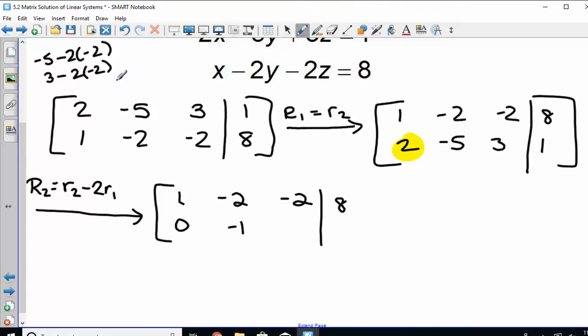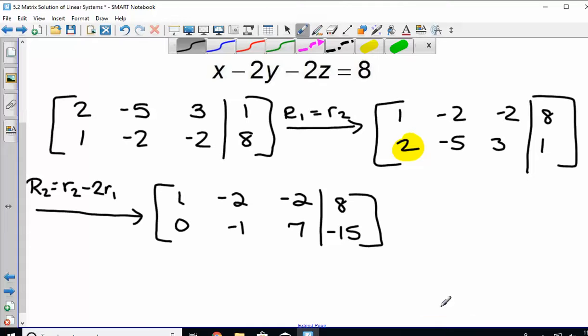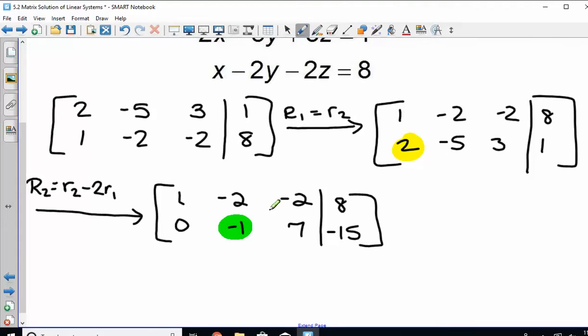So that would be 3 plus 4, so 7. 1 minus 2 times 8. So 1 minus 16 is -15. Now what? We have to get this to be 1. What's the easiest way to do that? Okay, so row 2 equals row 2 times negative 1.